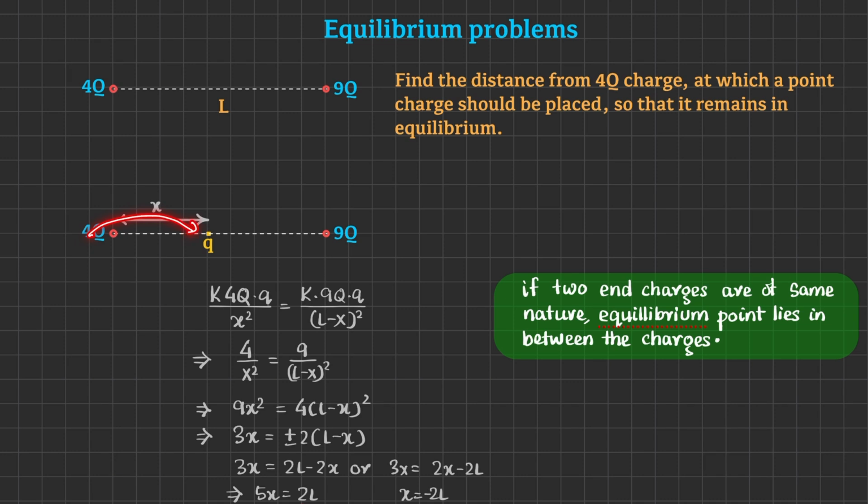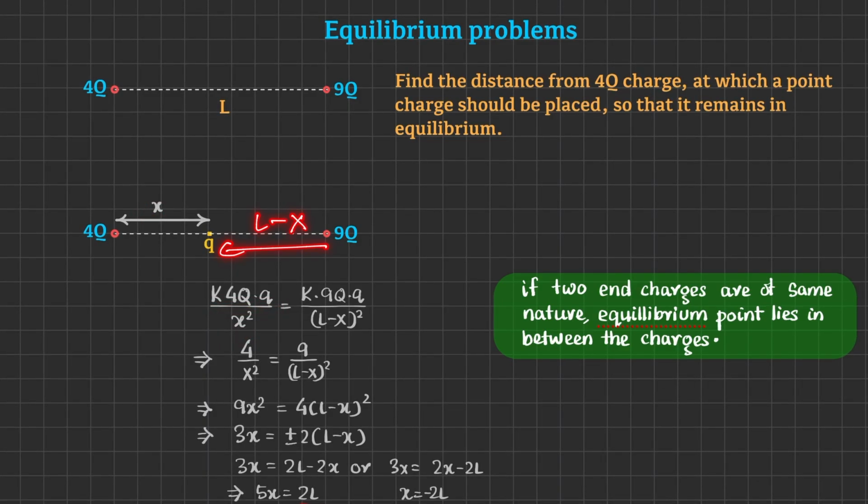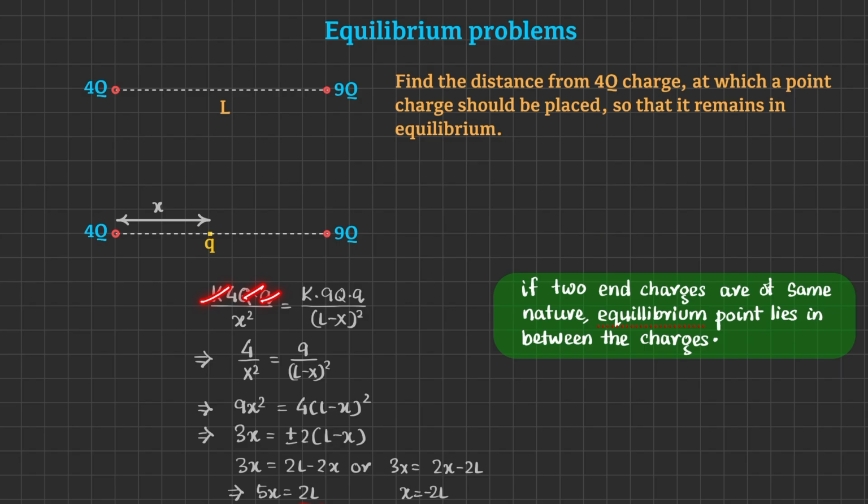So due to 4q, what will be the force? I am writing k 4q times q by x square. The distance is assumed to be x. And from this side the distance will be L minus x, right? So I am writing k 9q into q by L minus x square. So from here k, q and q get cancelled.